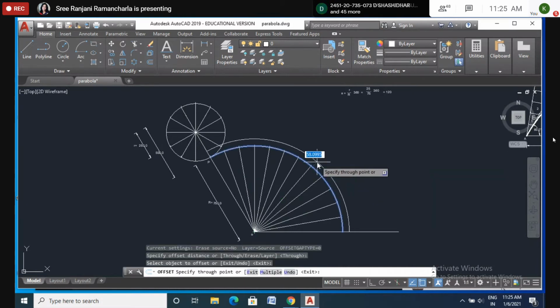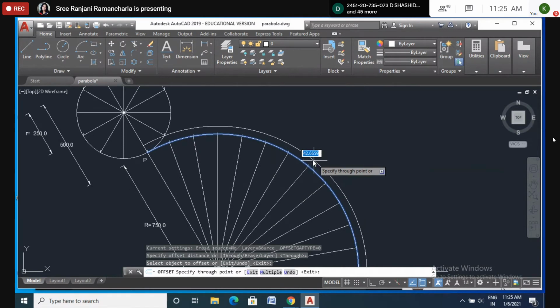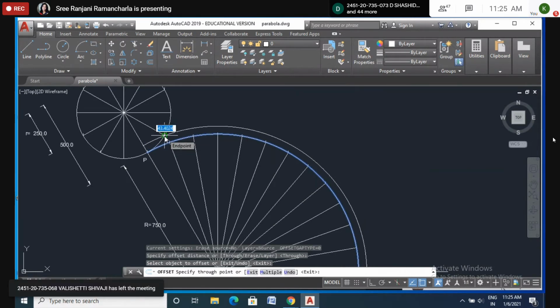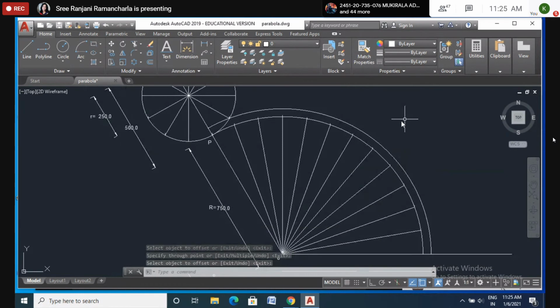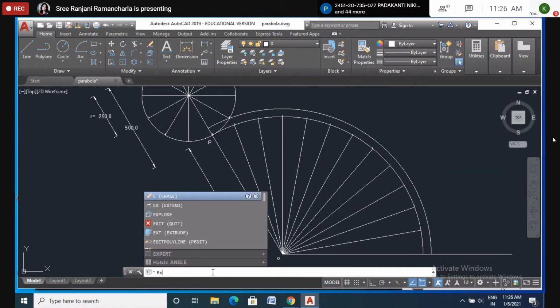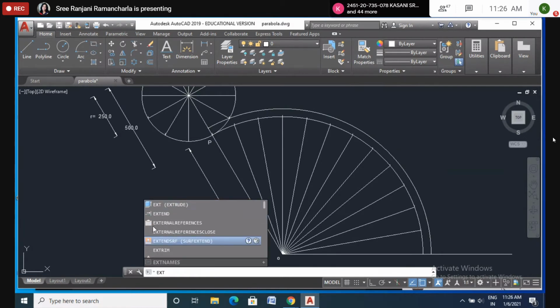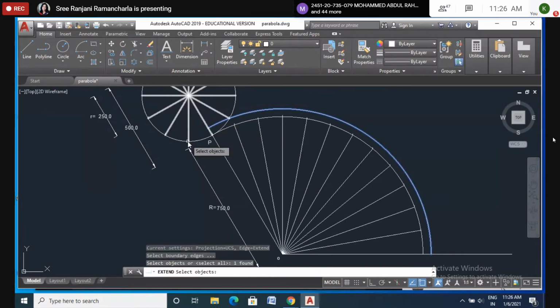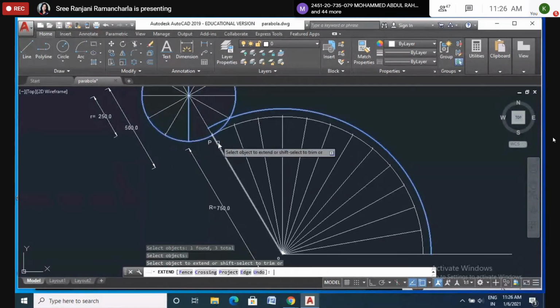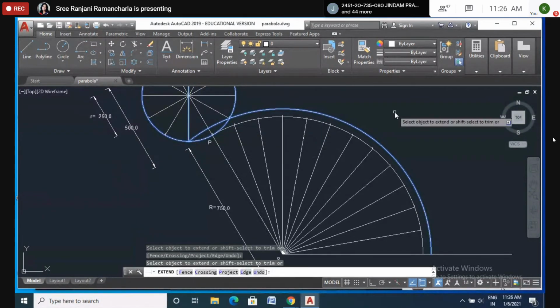I want to extend this exactly here, but let me see if it will come or not. Let's see if it will extend or not. Yes, it's extended.